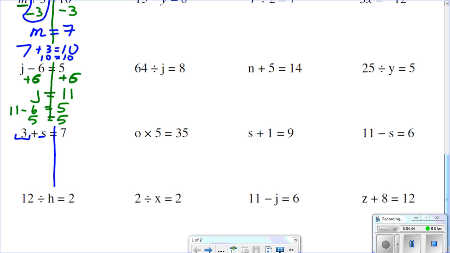So this is a positive 3. If there's no sign written there, it's a positive. So we need to get rid of it by putting in the opposite, which is a minus 3. And so we're going to minus 3 on both sides. So plus 3 and minus 3 equals 0, and we get s equals 7 take away 3, so s equals 4. And if we double check, 3 plus 4 equals 7, and it works. Okay?